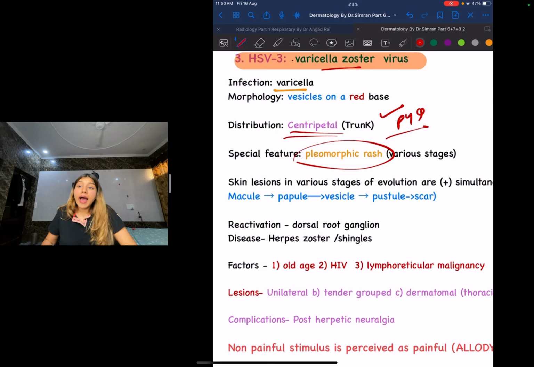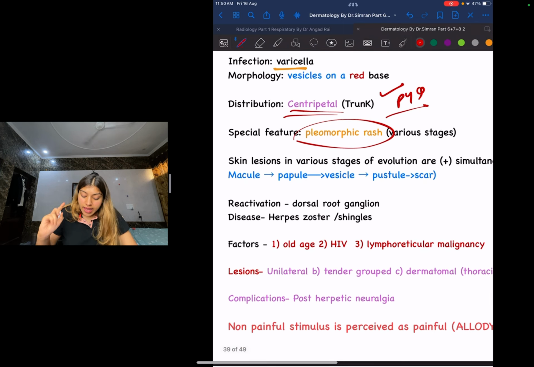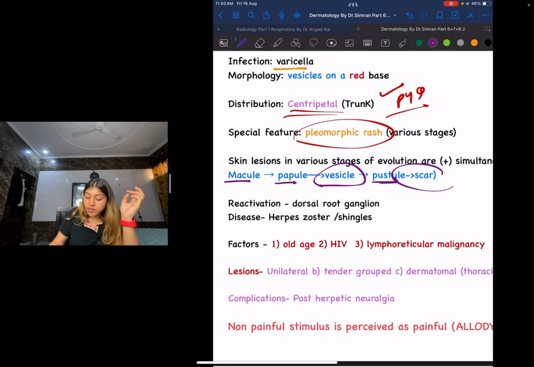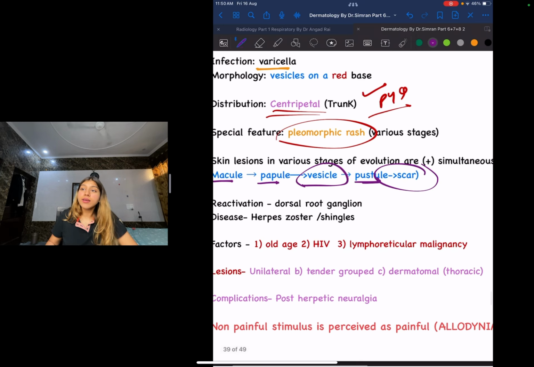And what are these various stages, guys? The very first thing that will happen is there will be a macule, then it will convert into a papule. This papule will move on to a vesicle, and this vesicle will produce a pustule. This pustule might rupture and cause a scar. Okay, this is what you need to know.